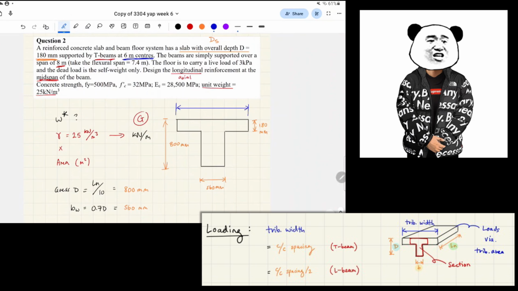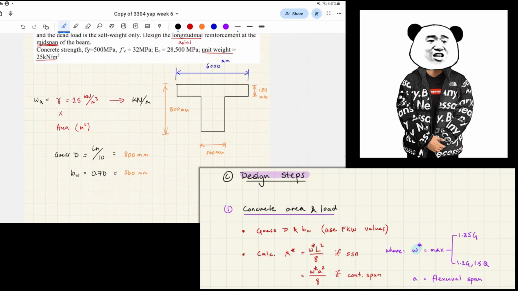So they're at 6 meter centers, which means, again, this is how far the beams are apart. So this is 6,000 for a T-beam. Okay, so how do we get WG?